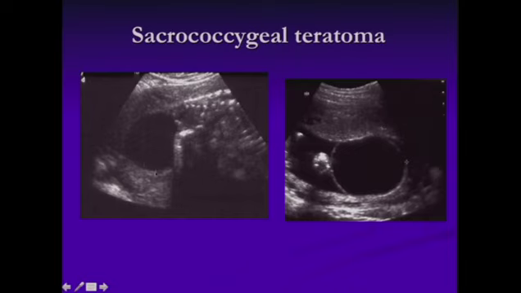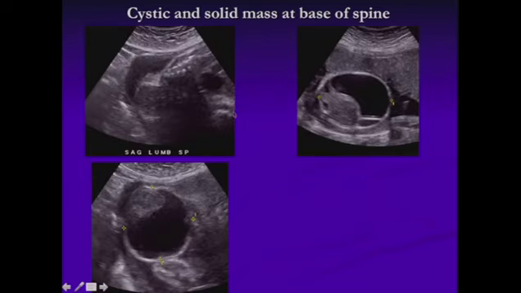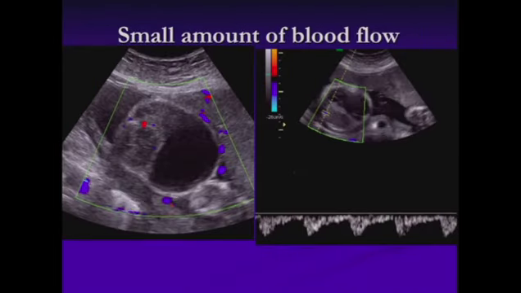Here we're seeing a large cystic sacrococcygeal teratoma. Here we're seeing one that's both cystic and solid. And it's really important when you see one of these masses at the base of the spine that you look for how many internal organs are affected. Is there any obstruction, for example, of the bladder or of the GI tract? But also, how vascular is it? Because it's the amount of vascularity that will determine whether a fetus is at risk for developing hydrops.